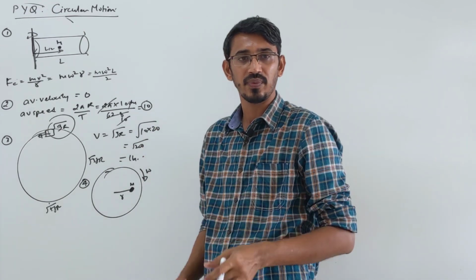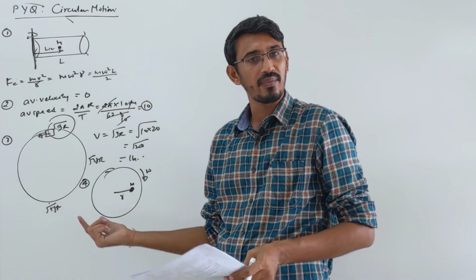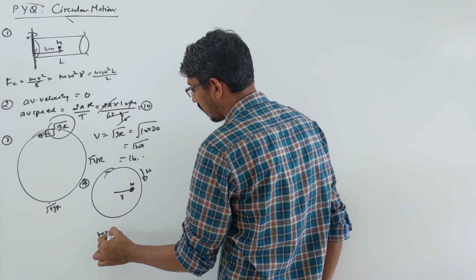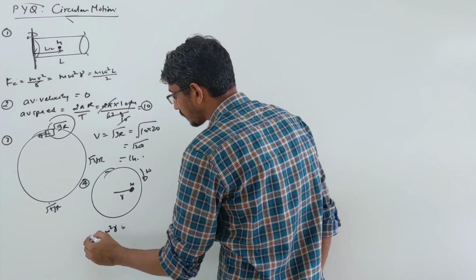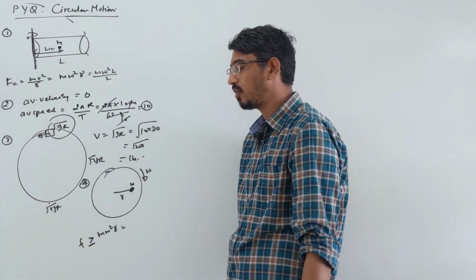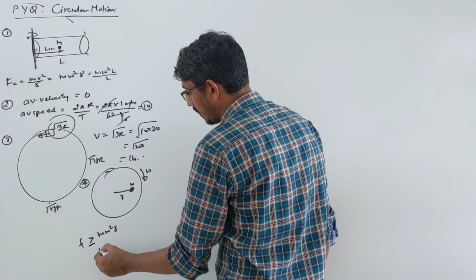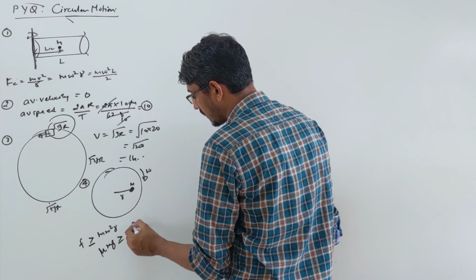More than the centripetal force, right? Or at least equal. Who is throwing it outward? The centripetal force, mv square by r. So in angular form, centripetal force is m omega square into r. Your friction force should be at least equal to that number, equal or more than the centripetal force. And what is the friction force formula? Mu into N. Mu N means mu mg. At least like this, m omega square into r.